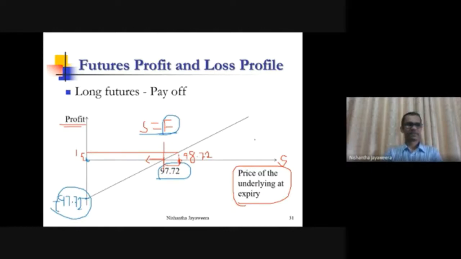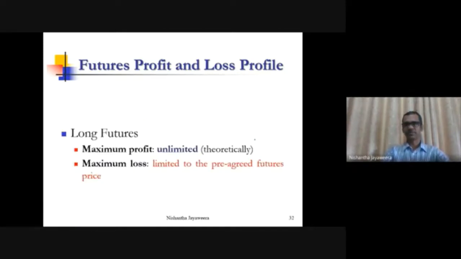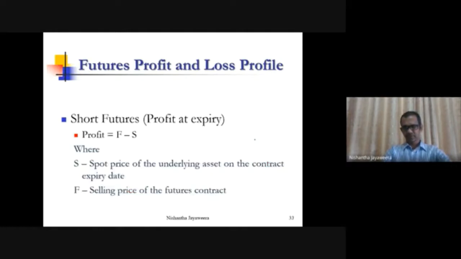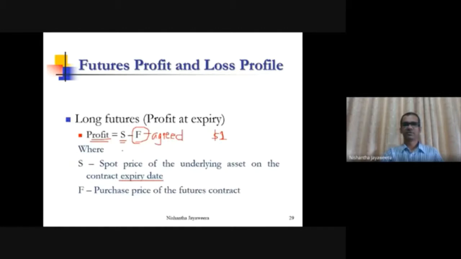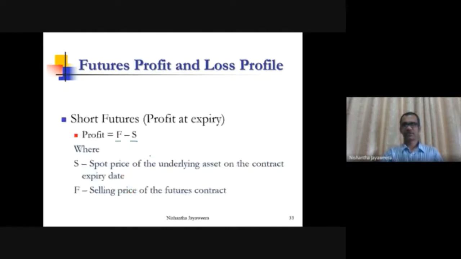Okay. Anything? Okay. So the maximum profit is there's no limit, unlimited. Maximum loss is bound by your purchase price or pre-agreed futures price. In the short futures, the story is, as you said, the other way around. Profit is calculated, remember, futures minus spot. In a long future, spot minus forward. In a short, forward minus spot. Or you can use the same equation and put a minus sign at the front.